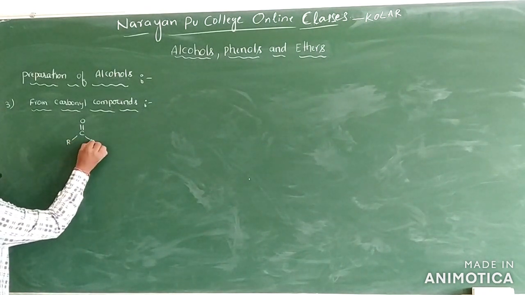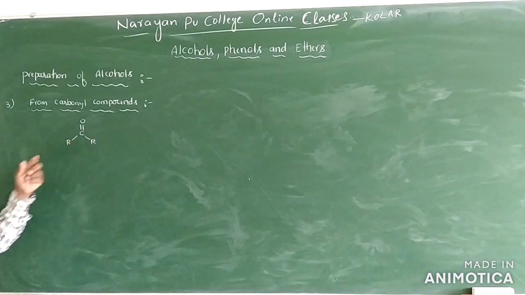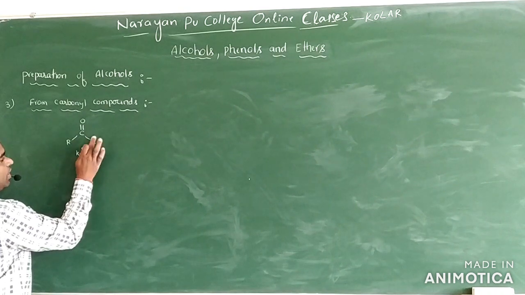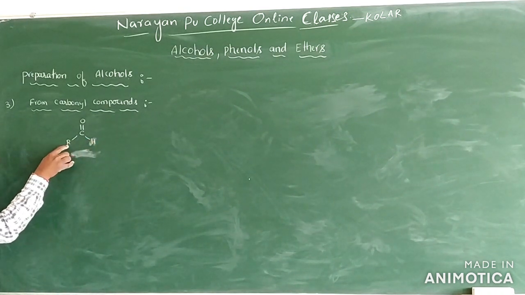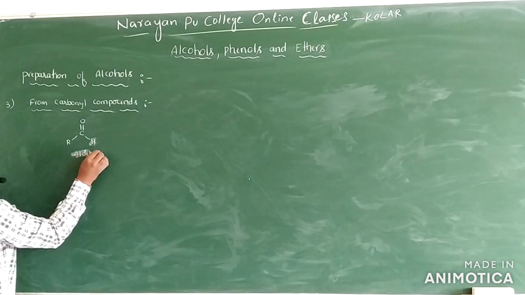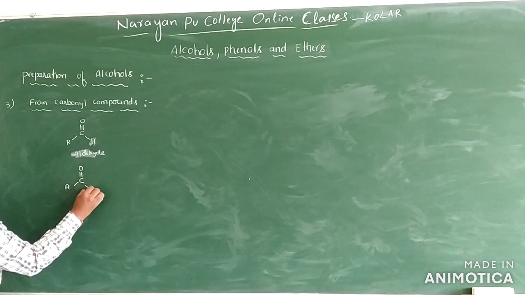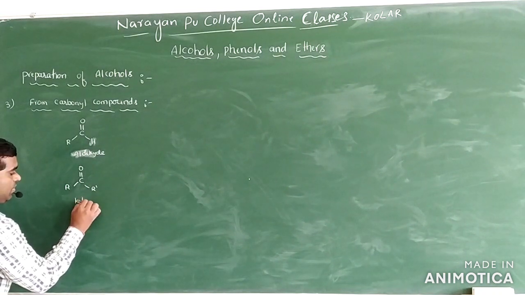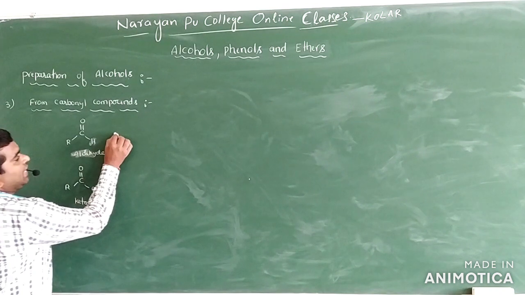If both the groups attached to the CO are alkyl, that we will call as a ketone. This is which one here? Ketone. If there will be one hydrogen and one alkyl, then it is an aldehyde. It is which one? Aldehyde. If both are alkyl groups, clear? This we will call it as a ketone. Clear?